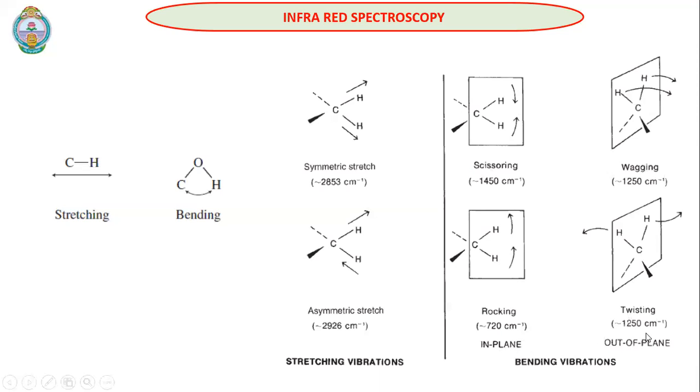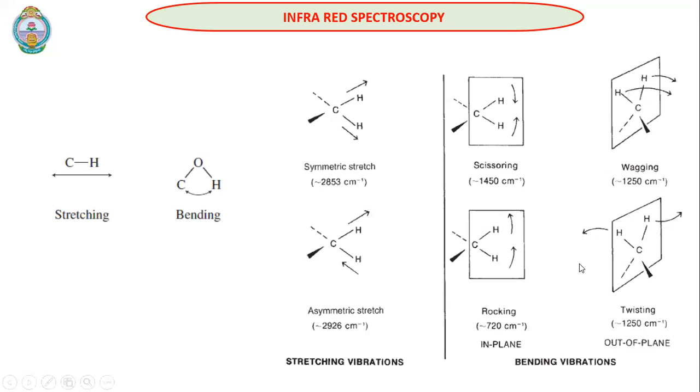Similarly, for out of plane bending vibrations, we have two categories. One is wagging, as you know, the wagon wheel for railways. It pulls the two bonds in the same direction out of the plane. Here these two hydrogens are pulled in the same direction out of the plane, so it is called wagging. Then when we pull these two bonds in opposite directions, that means this hydrogen is pulled towards left and this hydrogen is pulled towards right out of the plane, then it is called twisting.